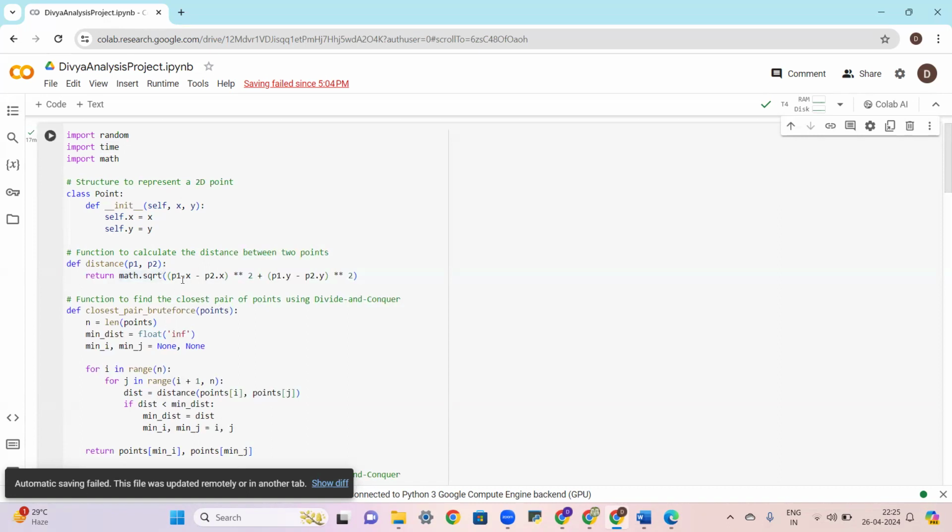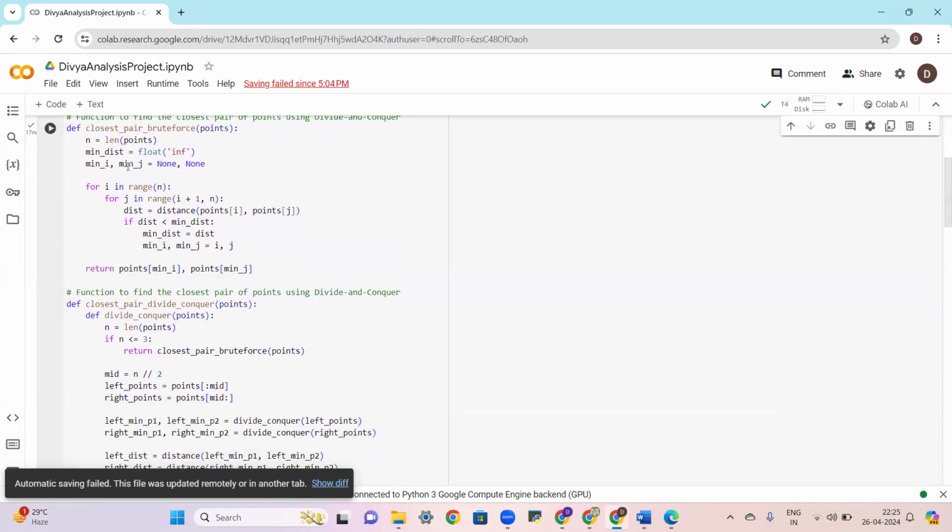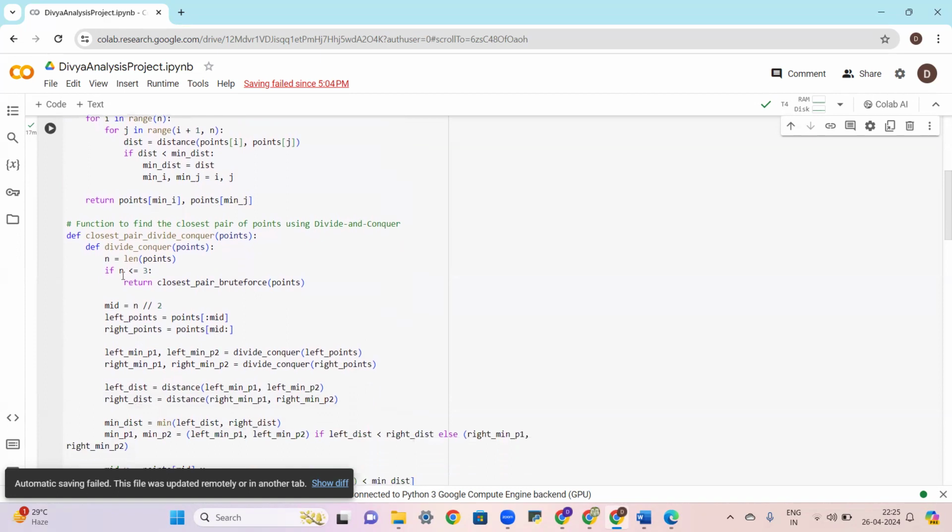Here the distance formula is this. We have used this in the function to find the closest pair using brute force. I have taken n as the length of the points, and min i, min j. I have used the for loop for the calculation over the n values, tracking the minimum distance. And the next one is the closest pair of points using divide and conquer.